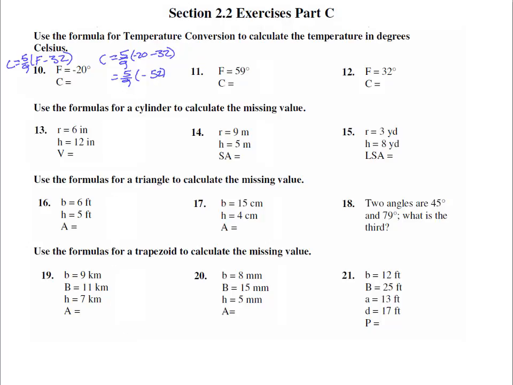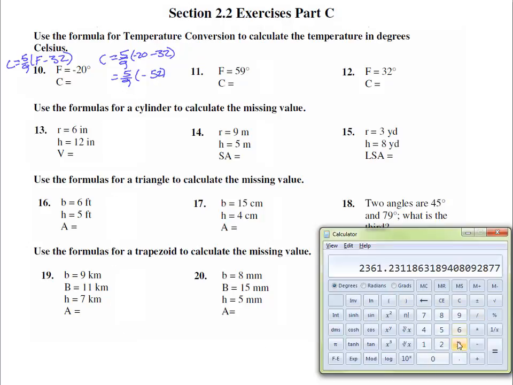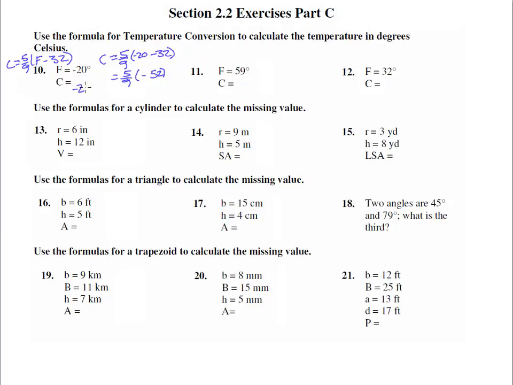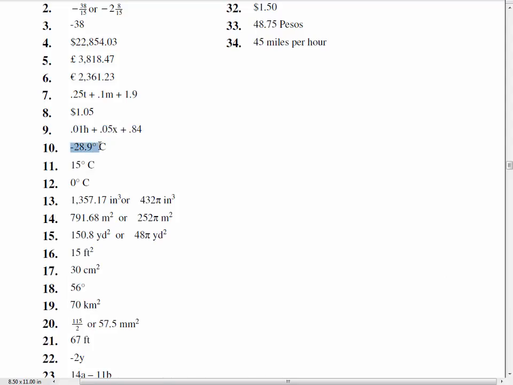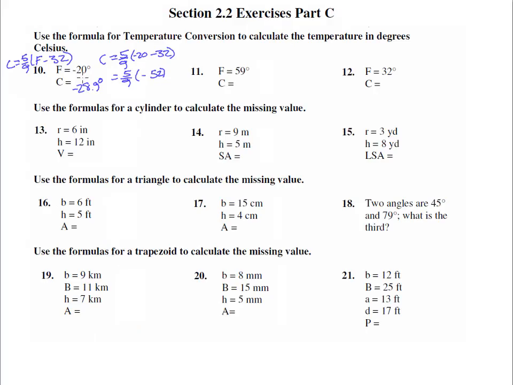Let's punch that in our calculator and see what we get here. 5 divided by 9, that's 5/9, times 52 with a negative on it equals -28.9 degrees. So that's going to be -28.9 degrees. Let's check our answer. There's number 10, -28.9 degrees Celsius. And we should make sure that our answers are in complete units. So let's put that C right on there.